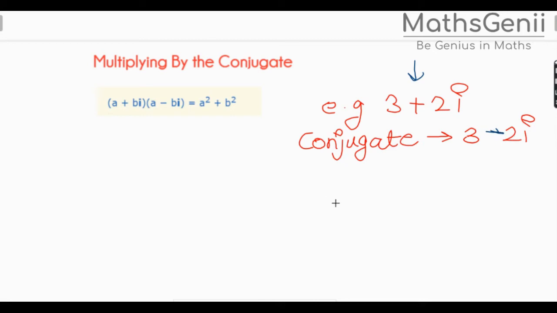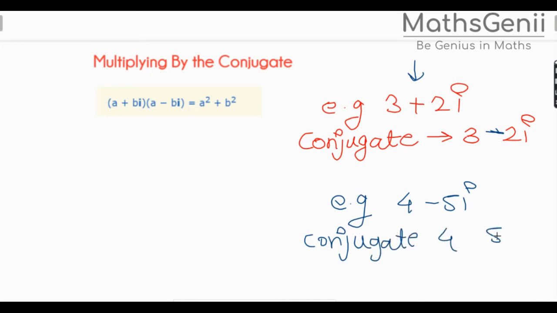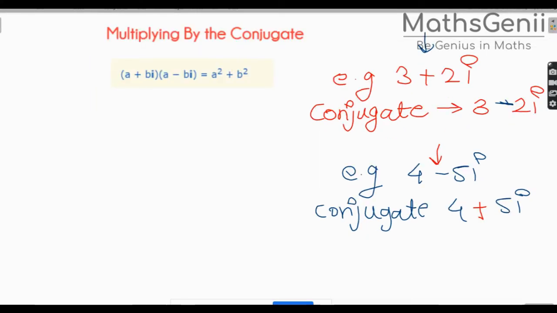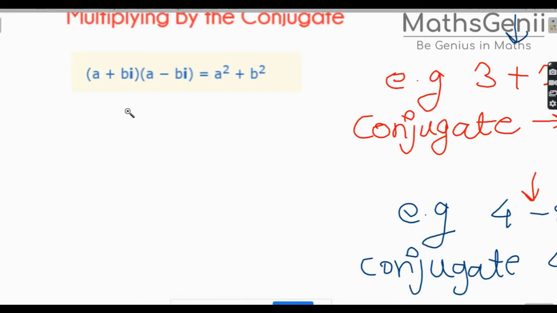Okay. Let's take one more example for conjugate. If you have 4 minus 5i and you have to find the conjugate, 4 and 5i remain as they are and the minus becomes plus. So this is your conjugate. Here we have a very beautiful formula which is (a plus bi) into its conjugate is equal to a square plus b square. We are going to apply it, don't worry.